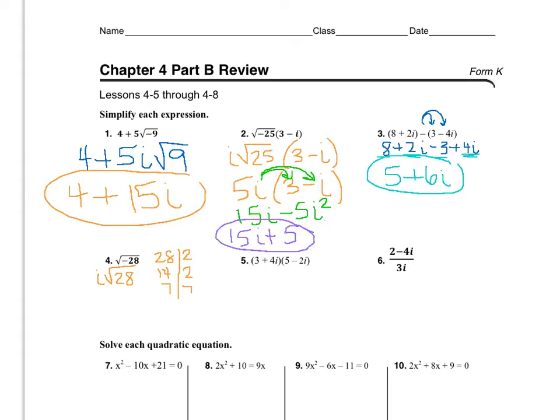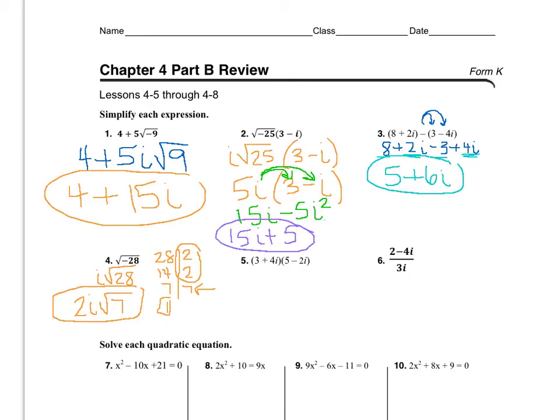Okay, so now I have this group of two 2's that can circle up, which means they get to come outside of my square root with my i, but my 7 has to stay under. Because the 7 could not pair up with anybody, it has to stay underneath the radical. And so that's your answer.